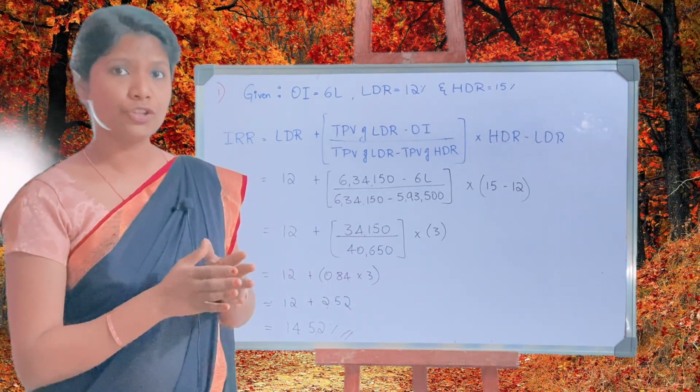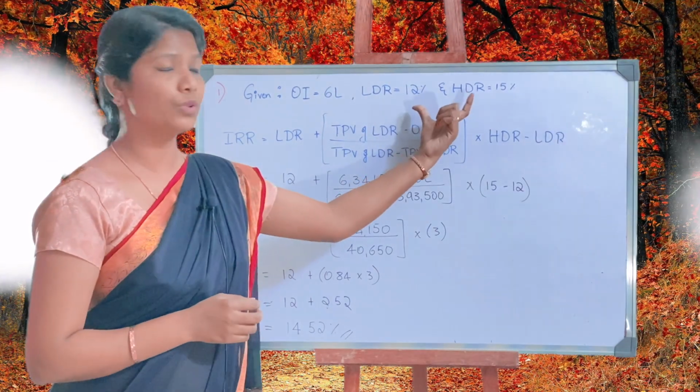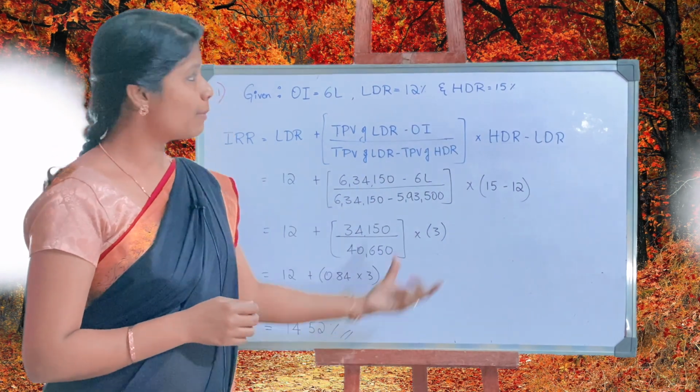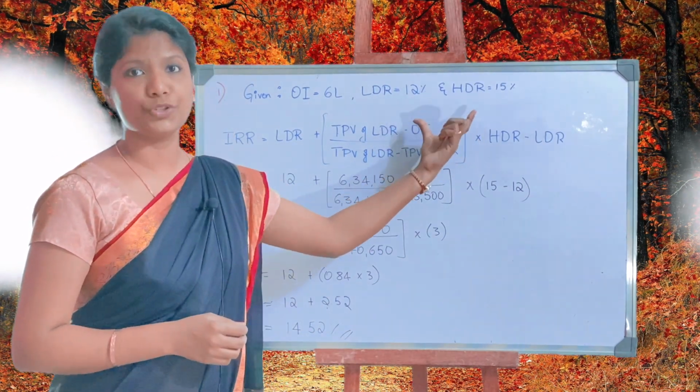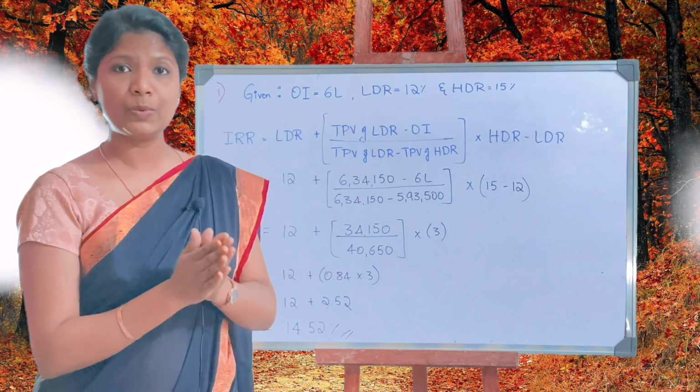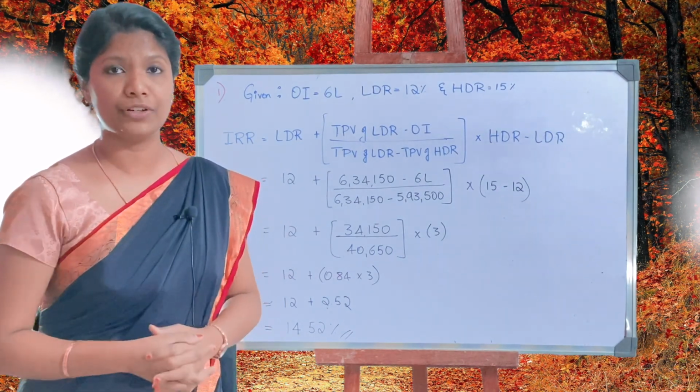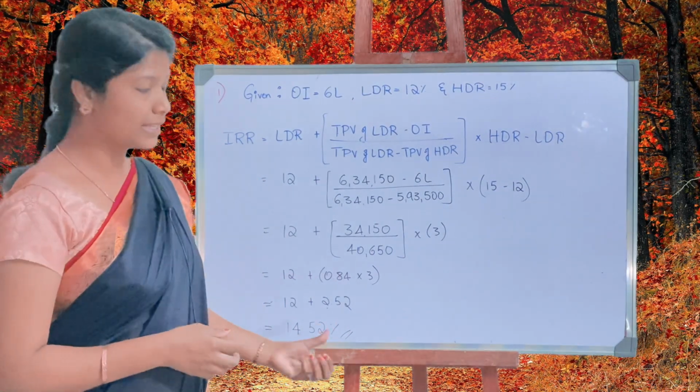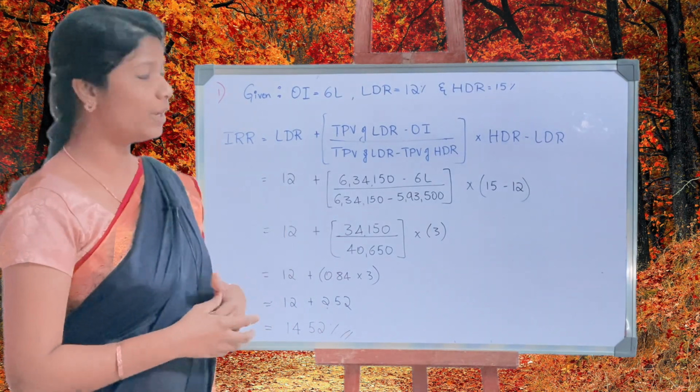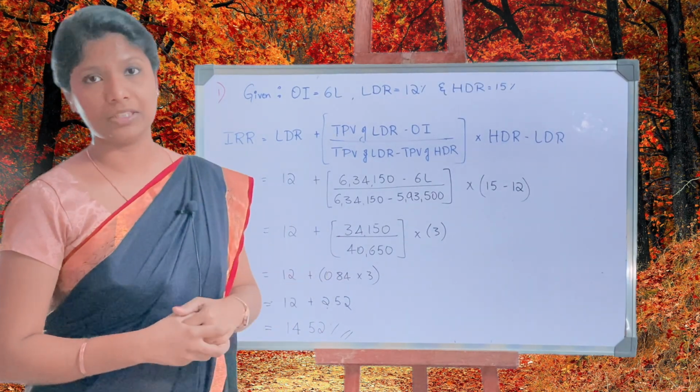So your answer, make sure it always lies between these two rates. The final answer must always range between these two, 12 to 15. In between that must your internal rate of return come up to. Okay, so with this formula we complete your first question under IRR.